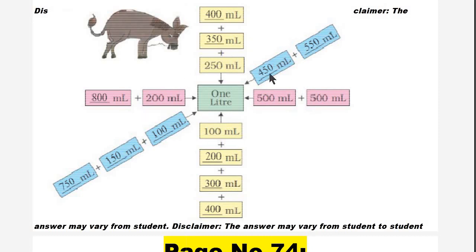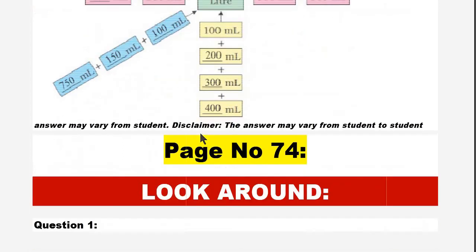So this way you have to write any digits and make it 1000. Any digits you have to arrange here and make 1000. Here also 1000, 1000, 1000, 1000 and 1000. Then it makes 1 liter. Not only these numbers, but you can write any numbers here and make it 1000.